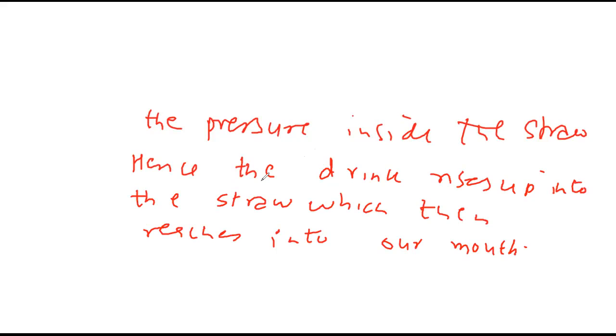So, sir, for the time being, in the straw, vacuum is created. Can we say that? No, dear. Vacuum is zero pressure. It is not zero pressure? Okay, sir. See, in simple language, what do you need to remember? The pressure of one is less, of the other is more. Vacuum would be zero.